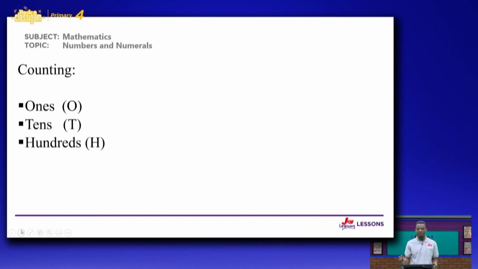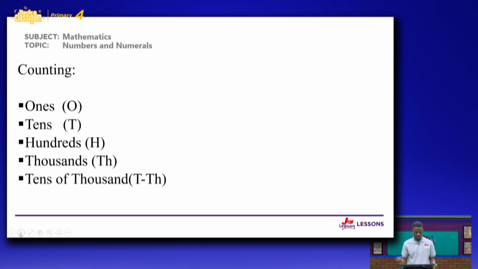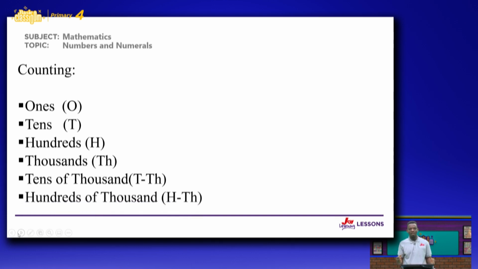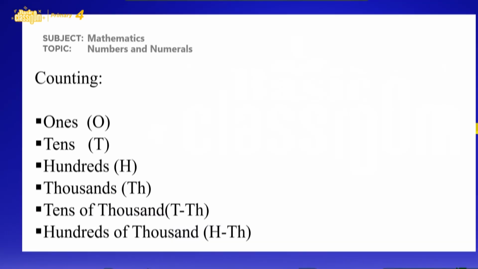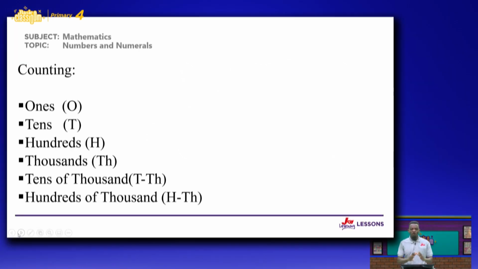Then we have hundreds. Then we have thousands. Then we have tens of thousands. Then we have the last one, which is called hundreds of thousands. In Basic 4, this is where we will be counting up to. We have ones, tens, hundreds, thousands, tens of thousands, and hundreds of thousands.